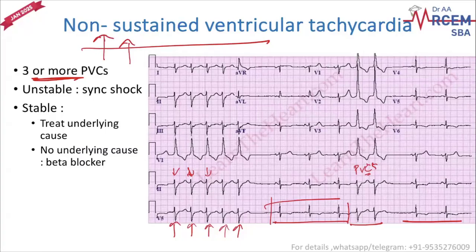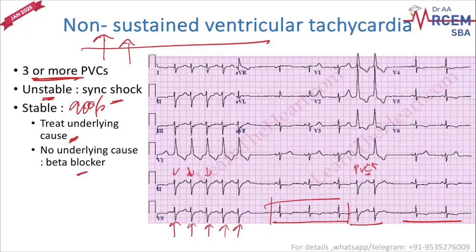Here, if the patient is unstable, you can give an unsynchronized shock. But if the patient is stable, then treat the underlying cause. Most of the time, 90% of the time, these patients will be quite stable. Treat the underlying cause of this patient. If there is no underlying cause, then beta blockers are what you need to give. Most of the time, this patient will be having some electrolyte abnormalities, so treat the underlying cause.